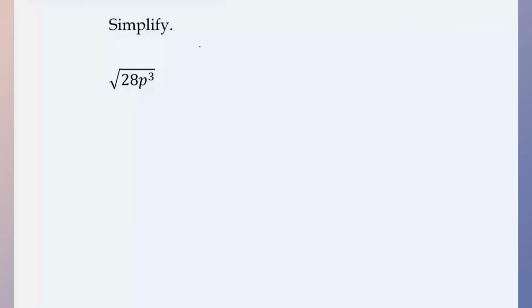Today we're going to be simplifying a radical. I have the radical square root of 28 p to the third power. With our simplifying radicals, we're going to always make a factor tree. We're going to make a tree of any of the prime numbers for our number, and then I'll show you how to break down the variable.